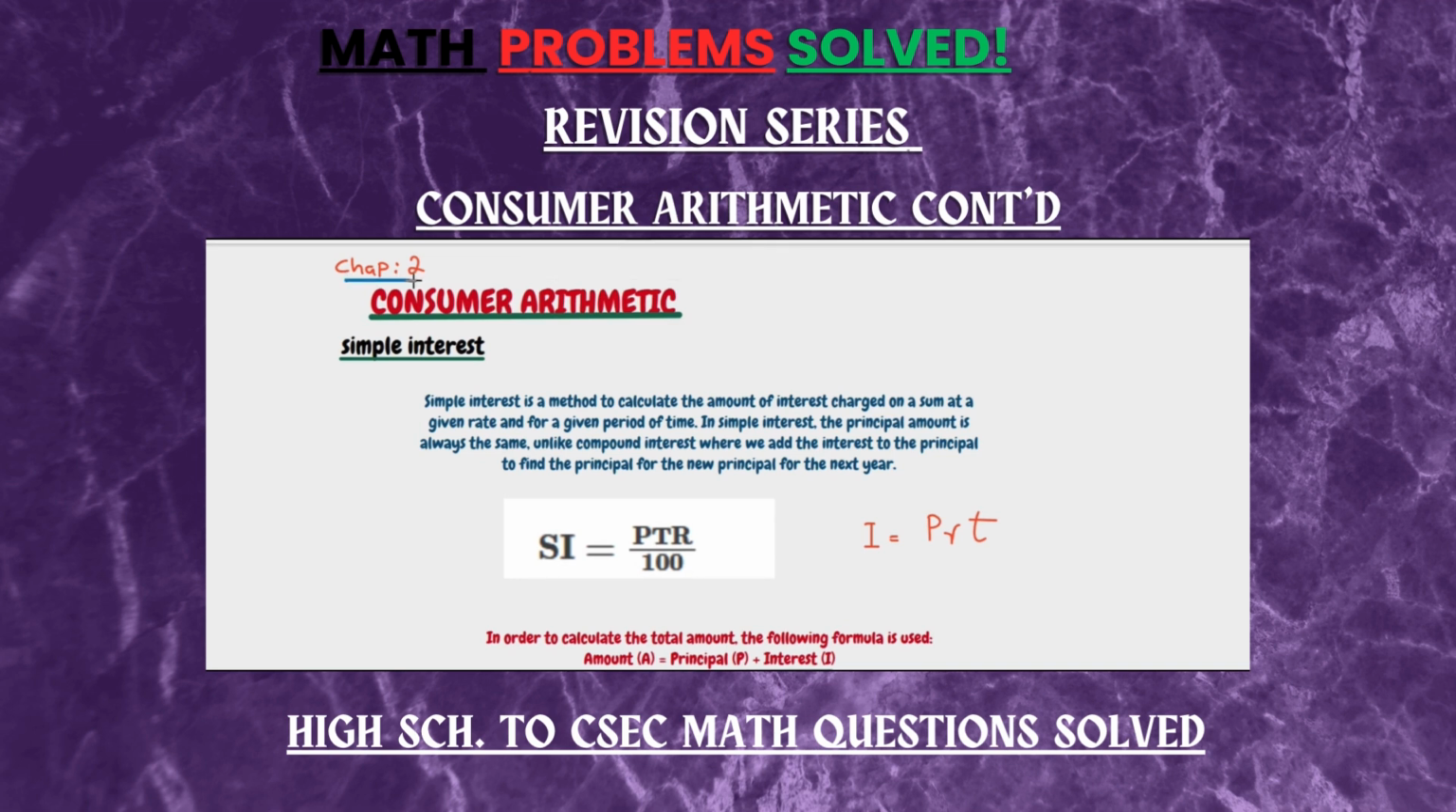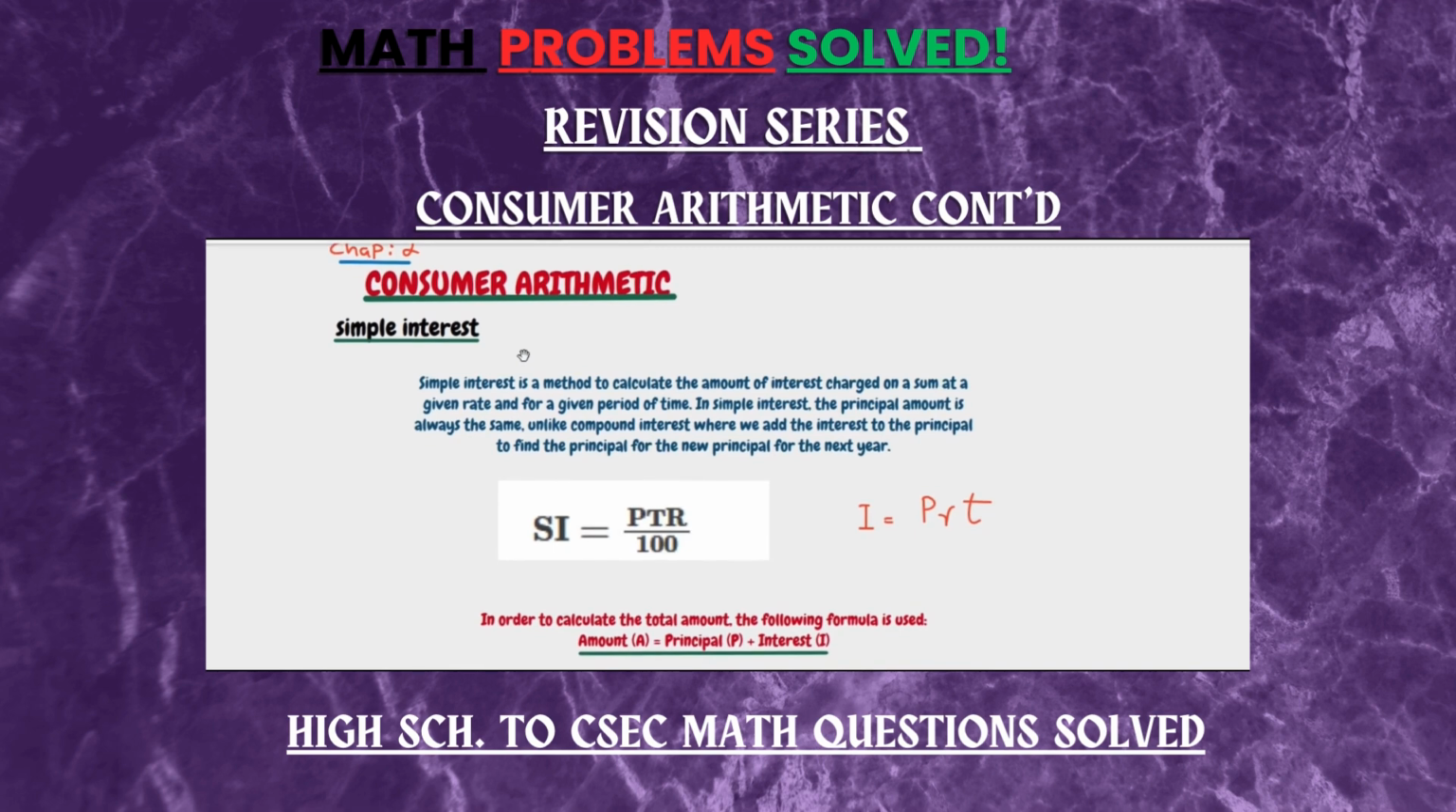Today we are going to discuss the second chapter. We will continue it because we discussed the basics of consumer arithmetic in the previous lecture. Today we are going to discuss an important topic of consumer arithmetic, that is simple interest, and it's a very important topic in consumer arithmetic.